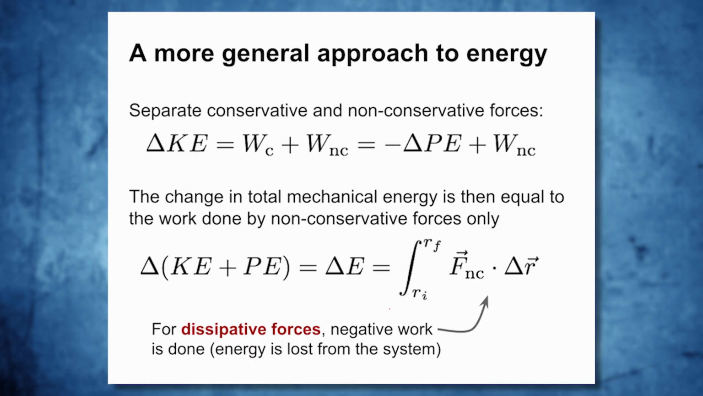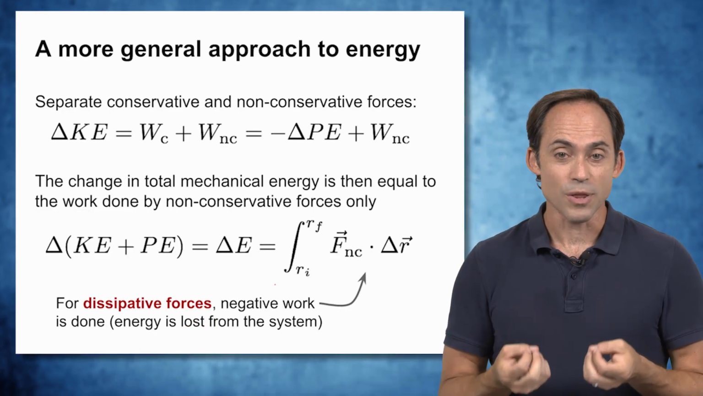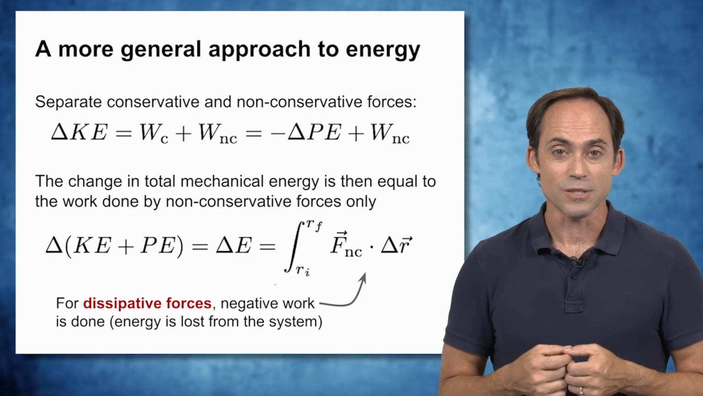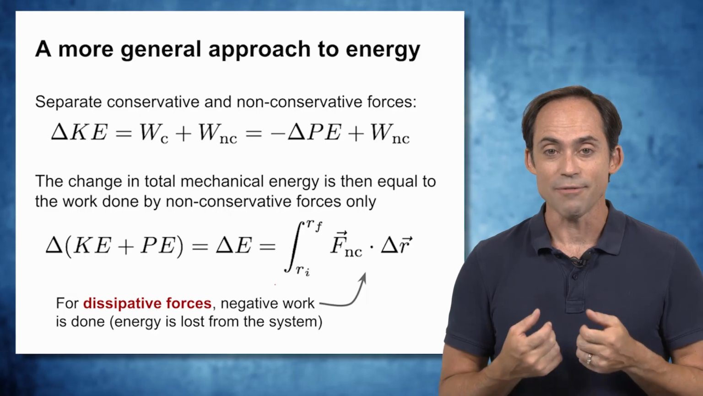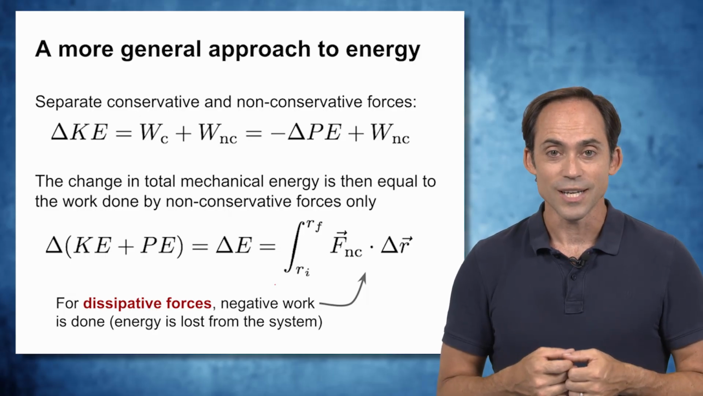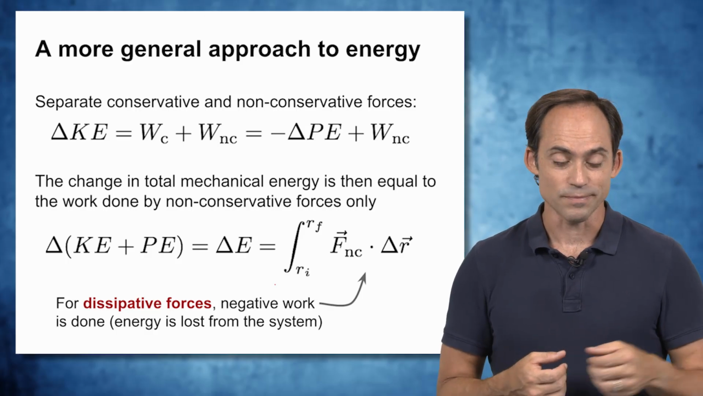Now notice that for dissipative forces, that work term is going to be negative. It's not written with a minus sign here, but in general, because dissipative forces tend to have the forces acting in the opposite direction of motion, that F_nc dot delta r is going to give us a minus sign because those vectors are pointed in the opposite direction.